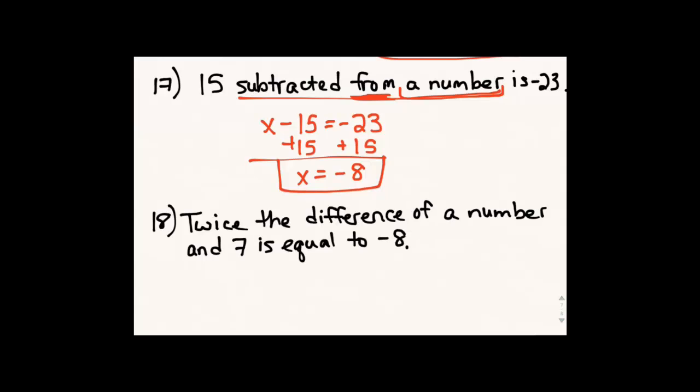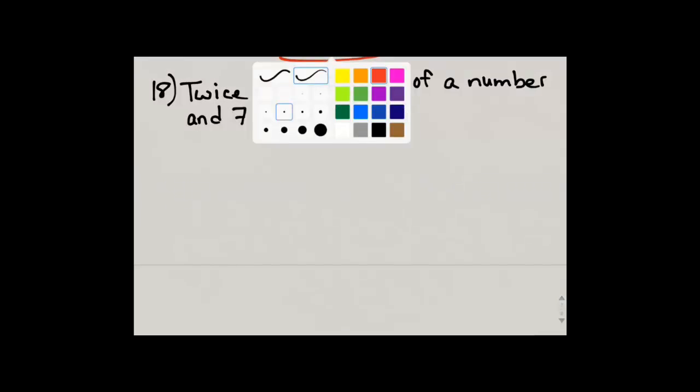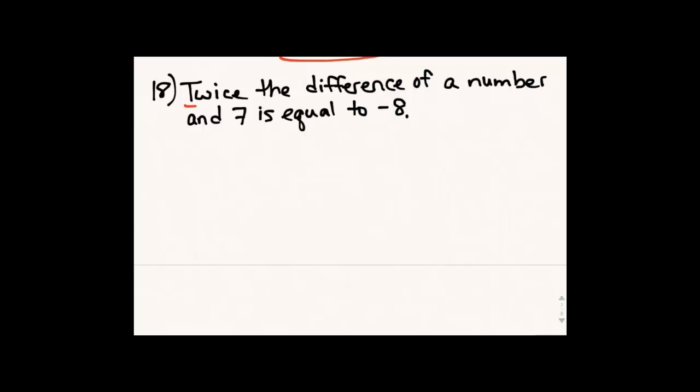Okay, so for number 18, we have twice the difference of a number and 7 is equal to negative 8. So the first thing we have to be careful of is it says twice the difference. That means it's going to be 2 times something minus something else. And in this case it says a number, which we call x, and 7. So it's going to be x minus 7. But notice, since it says twice the difference, we have 2 times something in parentheses. And then the last part, equal to negative 8, is the easy part.